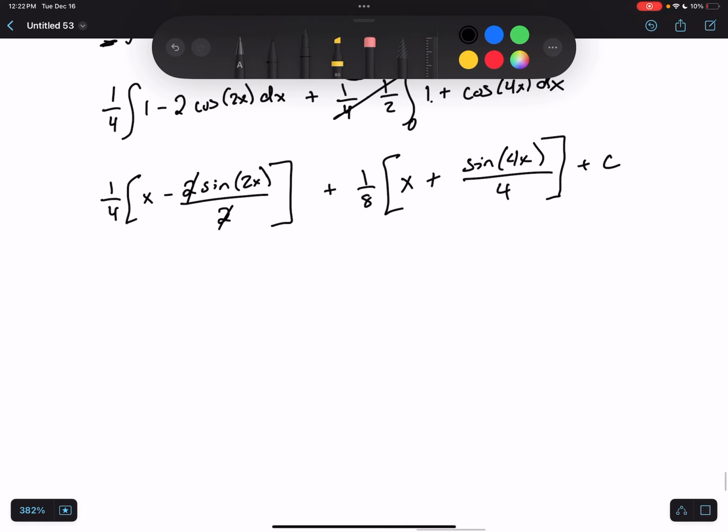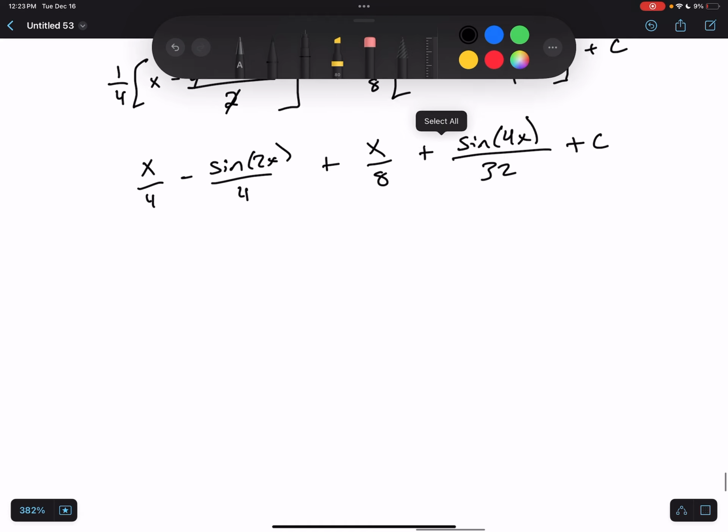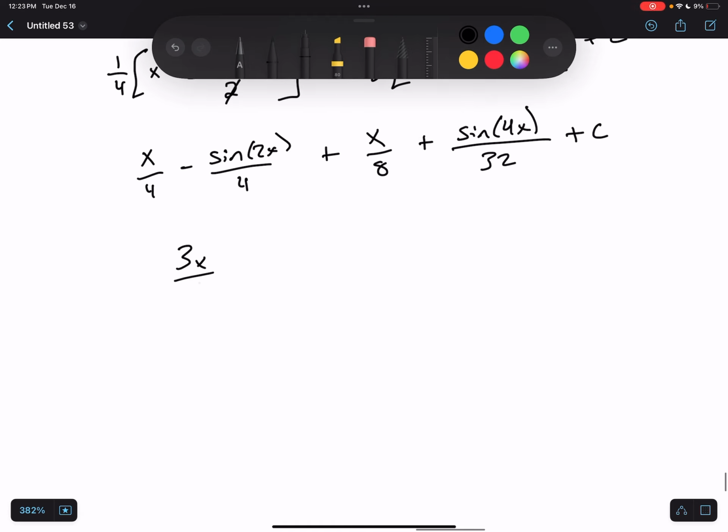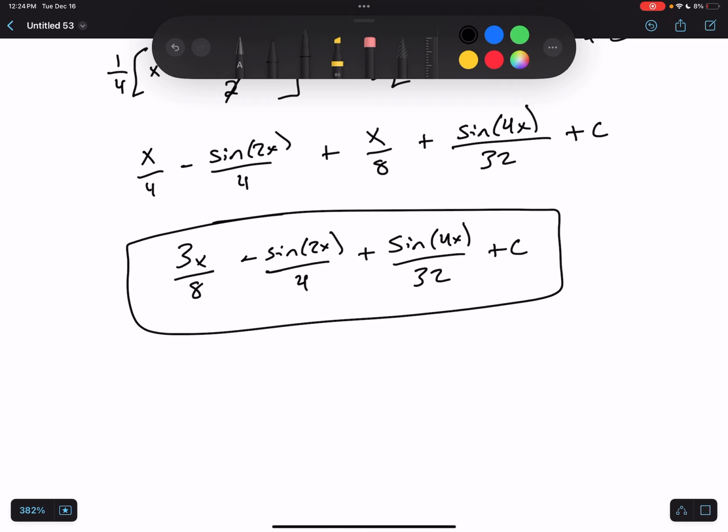And so finally, we'll go ahead and distribute our values. We'll have x over 4 minus sine 2x over 4 plus x over 8 plus sine 4x over 32 plus a constant. And we can combine like terms now. So the x over 4 and the x over 8 can combine to become 3x over 8 minus sine 2x over 4 plus sine 4x over 32 plus a constant. And this is the final result of the integral of sine to the fourth power x.